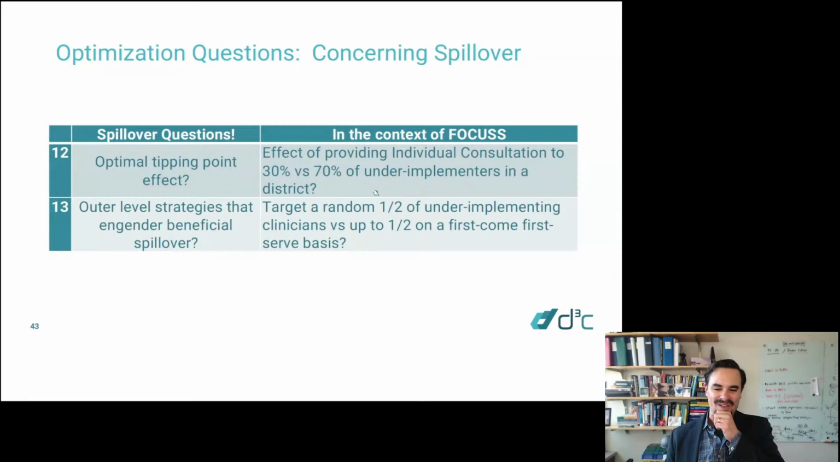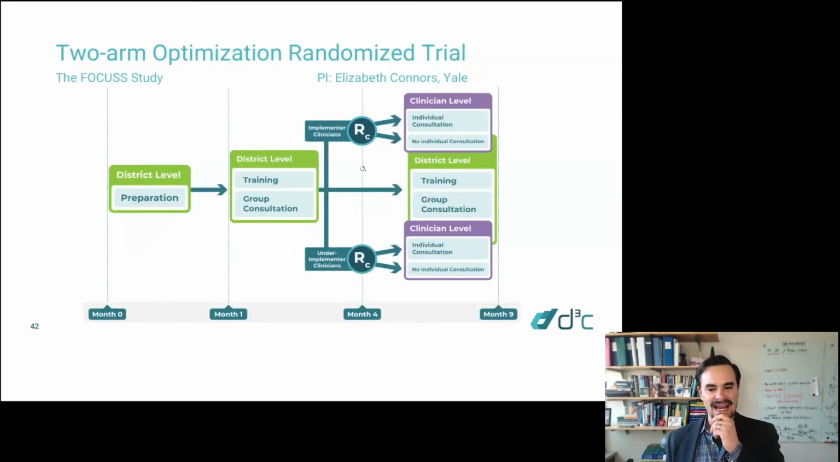It turns out that, well, I have to say something about the Connecticut study. So in the Connecticut study, one of the things we are asking is, how do we define an implementing or an under-implementing clinician? So notice here, all the clinicians get re-randomized. In fact, in this study, there's only one randomization. This is not a SMART. And we're trying to decide, how should we decide what an under-implementing clinician is? That's actually Elizabeth's question, so that she can provide individual consultation only to them.